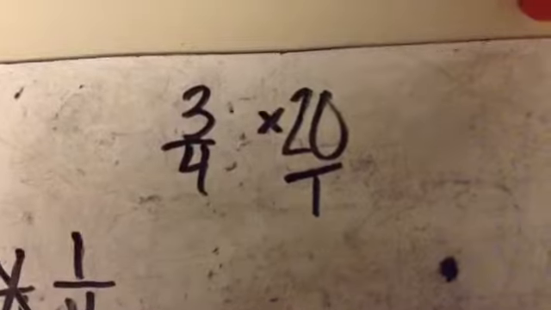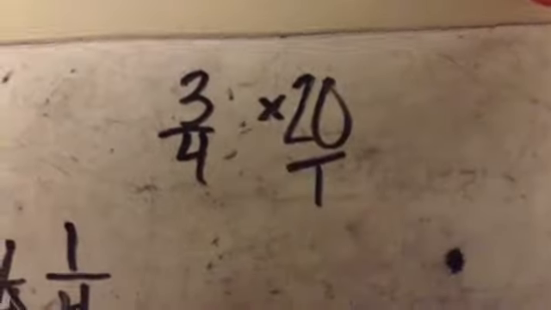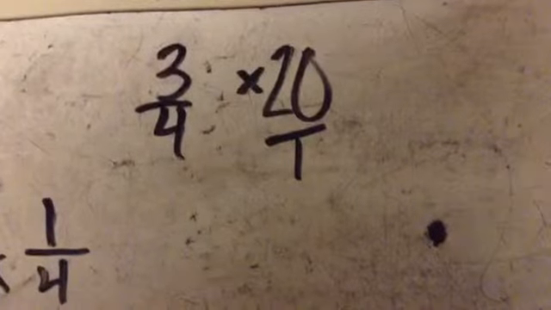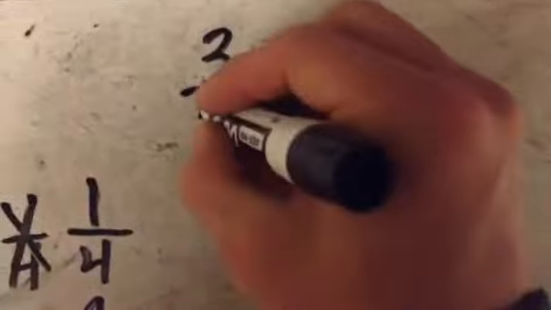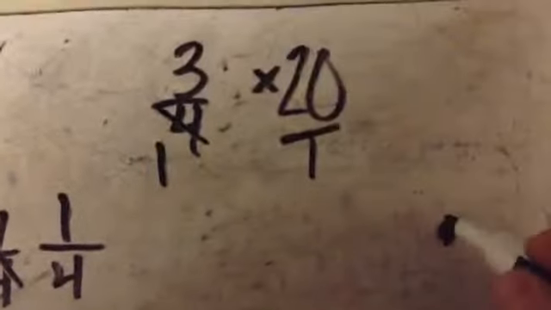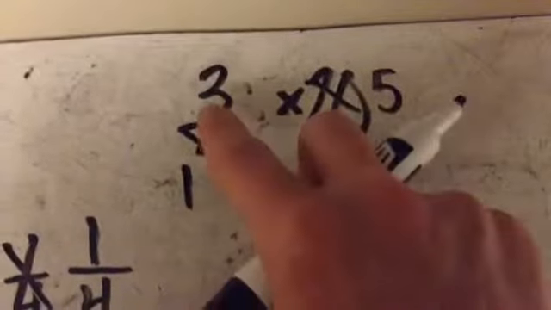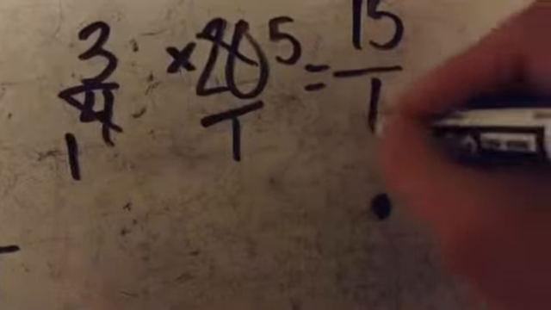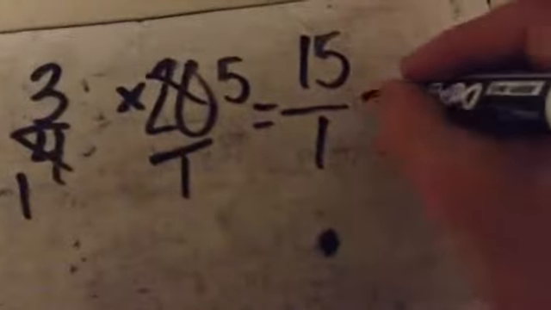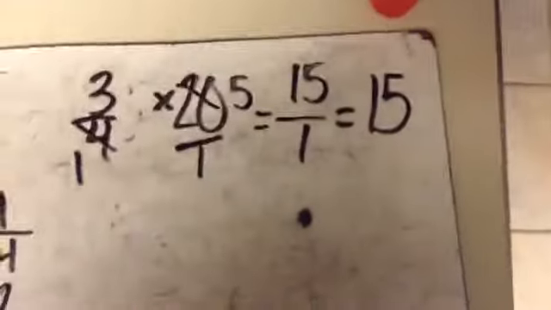Alright, I can cross cancel. I'm looking at 1 and 3. They don't share any factors outside of 1, so I'm not going to cross cancel there. 4 can go into 20, so I'm going to divide both by 4. 4 divided by 4 is 1. 20 divided by 4 is 5. Now I can multiply straight across. 3 times 5 would give me 15. 1 times 1 gives me 1. And 15 divided by 1, because a fraction is the same thing as division, would give me 15.